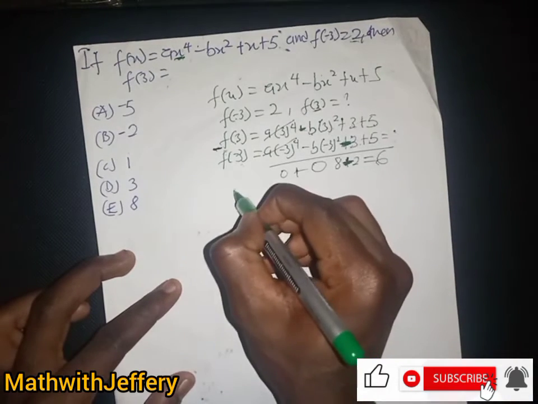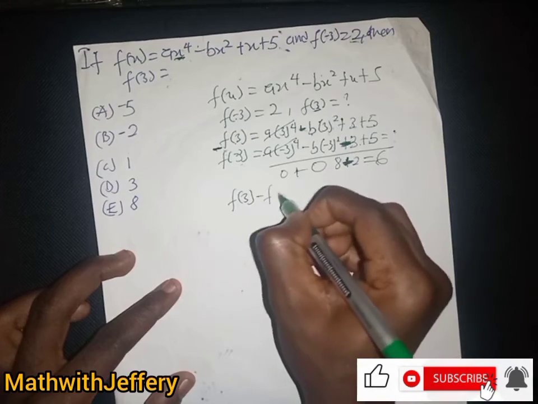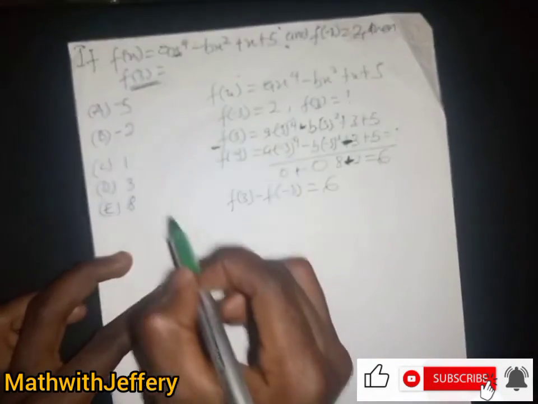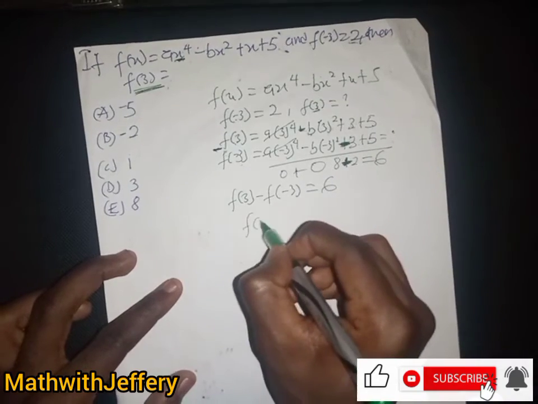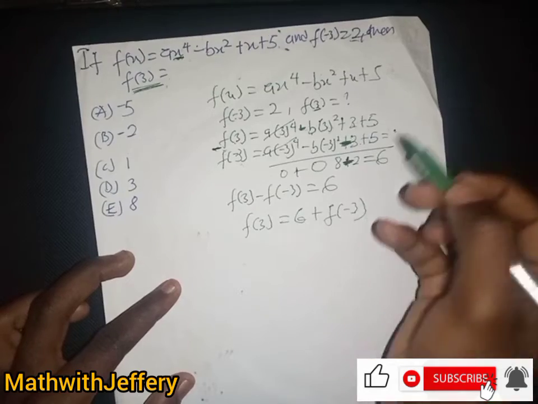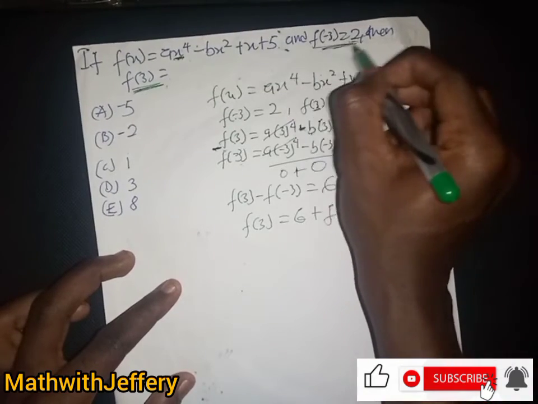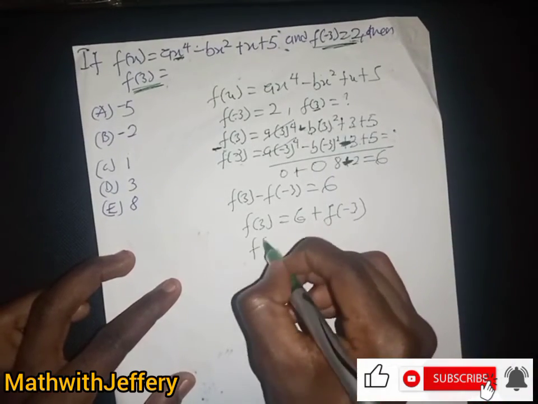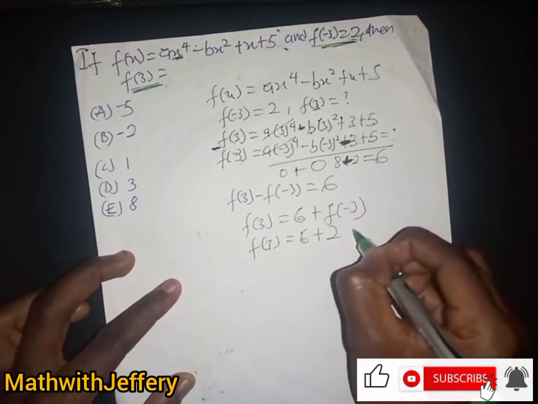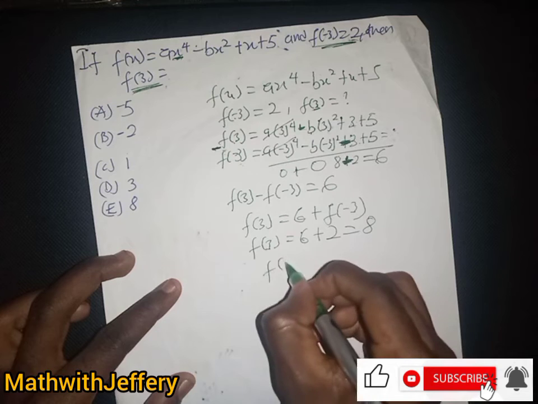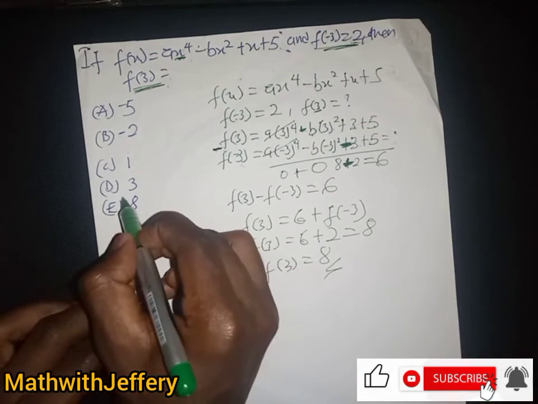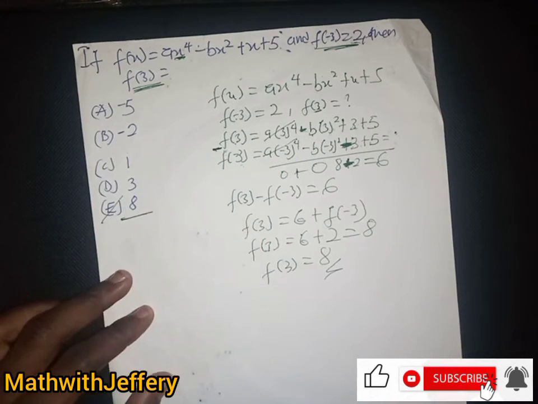So which means that f(3) minus f(-3) is equal to 6, right? Now the question says what is f(3), right? So f(3) would be equal to 6 plus f(-3). Now in the question we are given f(-3) to be equal to 2, so in this case we just substitute that into it, then we have 6 plus 2 being equal to 8, so therefore f(3) is just equal to 8, and therefore our answer here is just E.